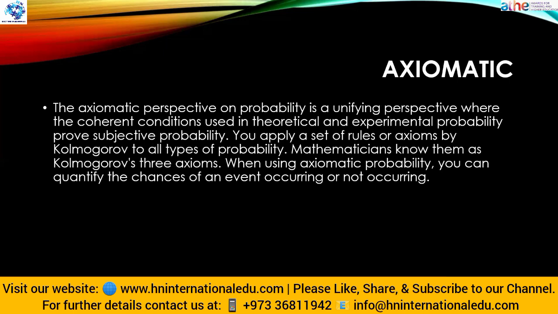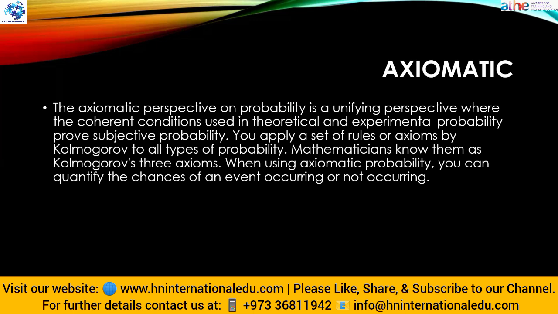The next one and the last type of probability is the axiomatic. This perspective on probability is a unifying perspective where the coherent conditions such as used in theoretical and experimental probability prove the subjective probability. Here we take the theoretical and experimental probability and define the subjective probability on it. Although the subjective probability is not about performing anything, it is about beliefs and previous knowledge, in this type we classify that term in more detail and we apply theoretical and experimental probability on it.